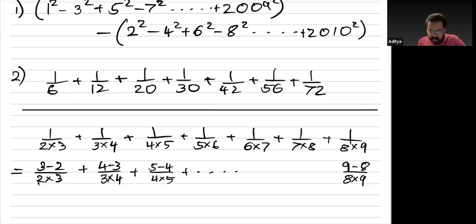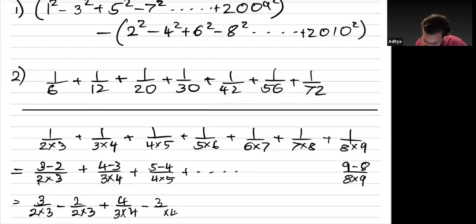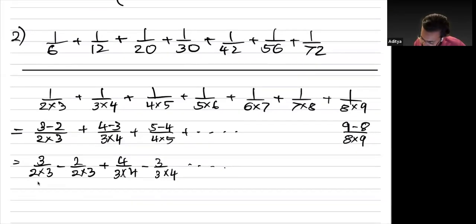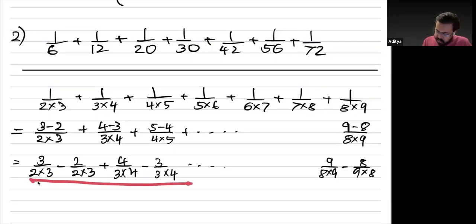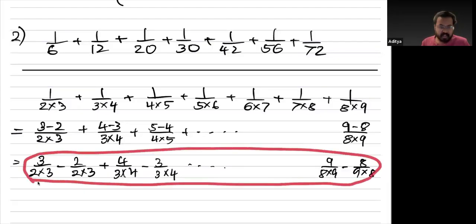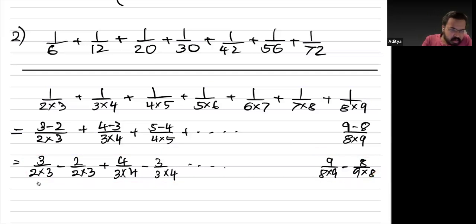Now I can split this fraction out and write 3 upon 2 times 3 minus 2 upon 2 times 3 plus 4 upon 3 times 4 minus 3 upon 3 times 4. And so on all the way up to the last term, which will have 9 upon 8 times 9 minus 8 upon 9 times 8. So if by now you have realized what you are supposed to do, you can try and get the answer. Akshita, correct answer.